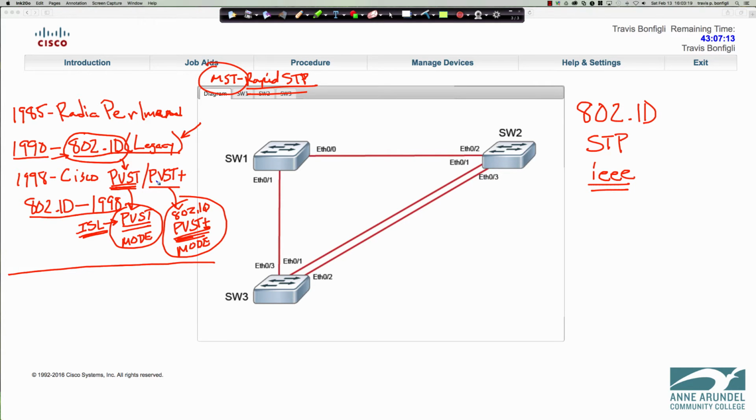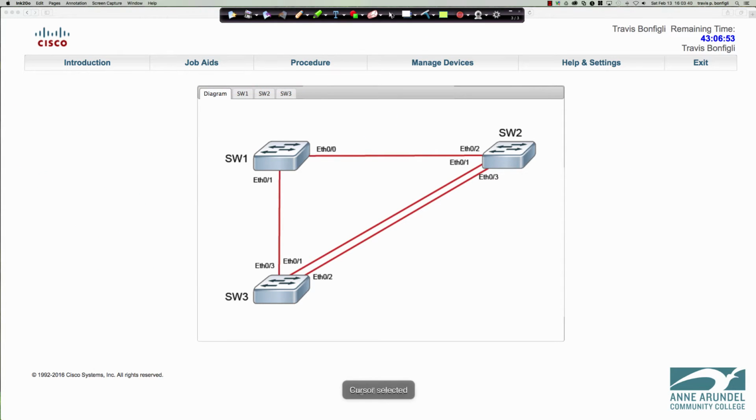The key thing to remember is when we see IEEE in the output, that's referring to the legacy standard, or I should say the 802.1D 1998 standard. But we're going to be doing PVST or PVST plus depending upon the trunking encapsulation that we are using. Okay, so let me go ahead and squeegee the screen here, and let's get back.